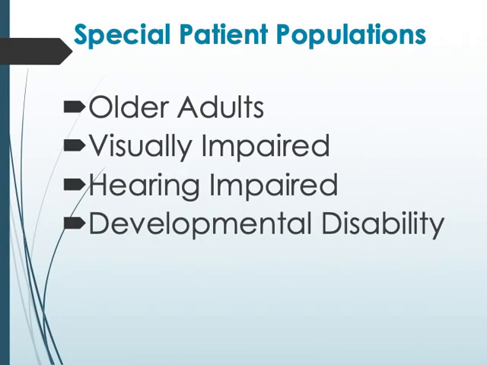Special patient populations. When you are developing a teaching plan, teaching techniques should be tailored to the patient's ability to learn. This means that consideration should be made for special patient populations. Older adults, the mantra here is to slow down and give the older adult time to comprehend. When possible, give the older adult written materials to assist those with short-term memory loss.